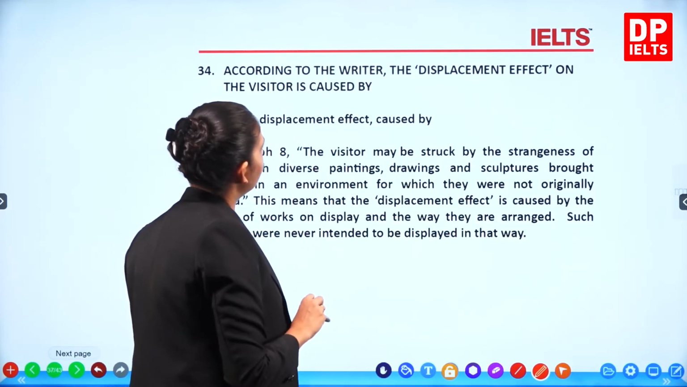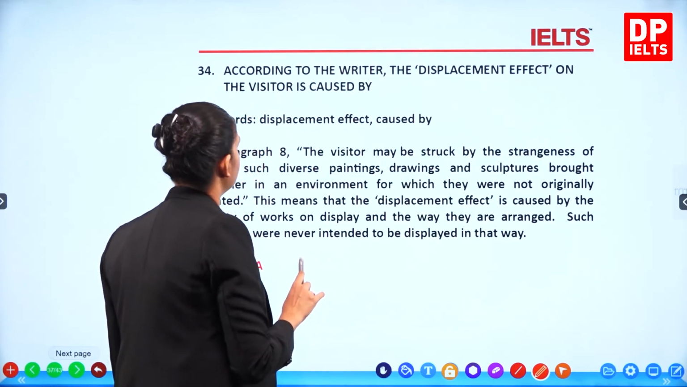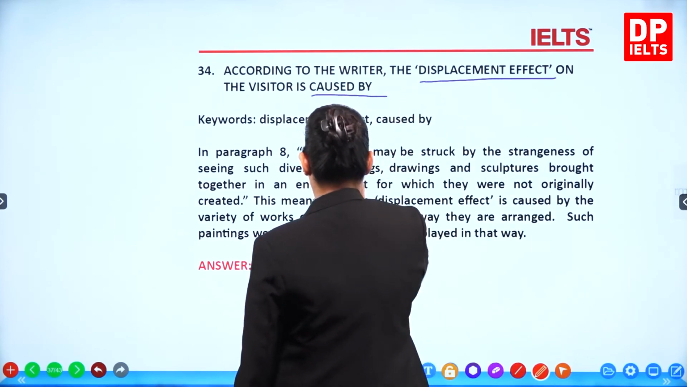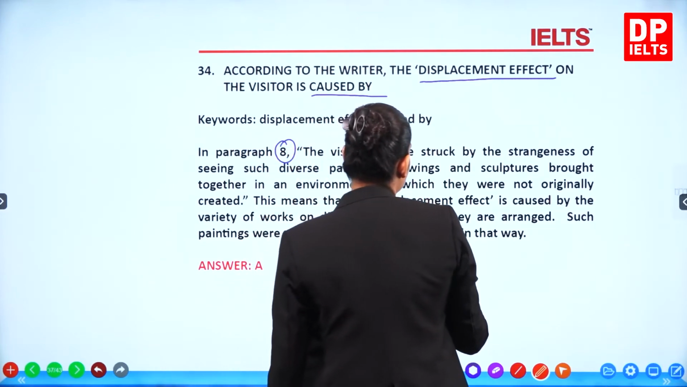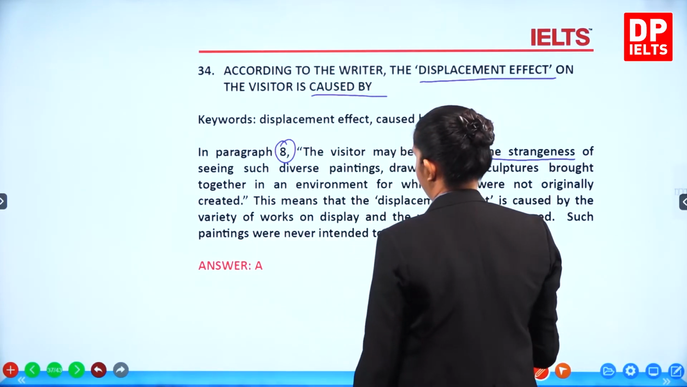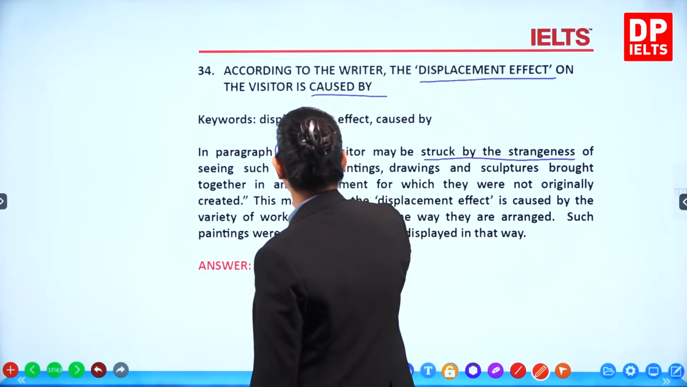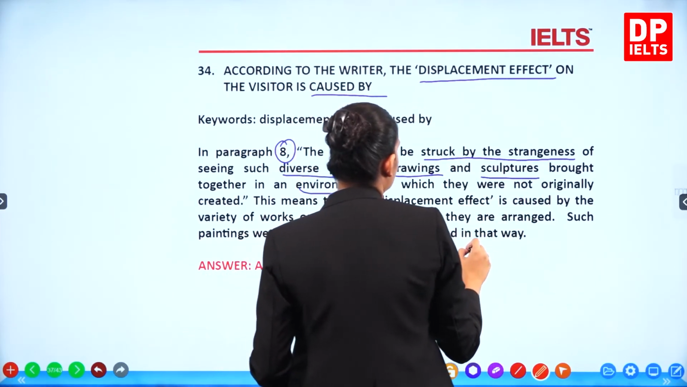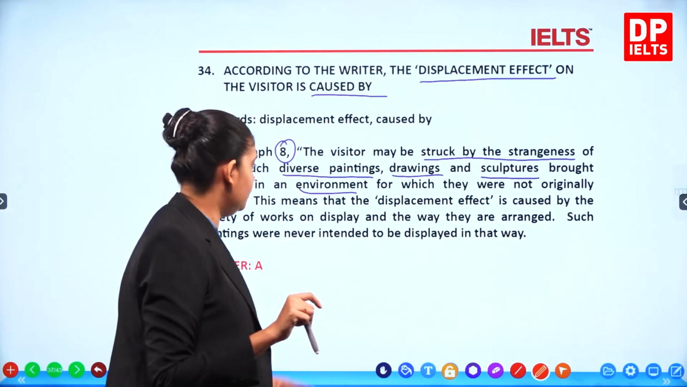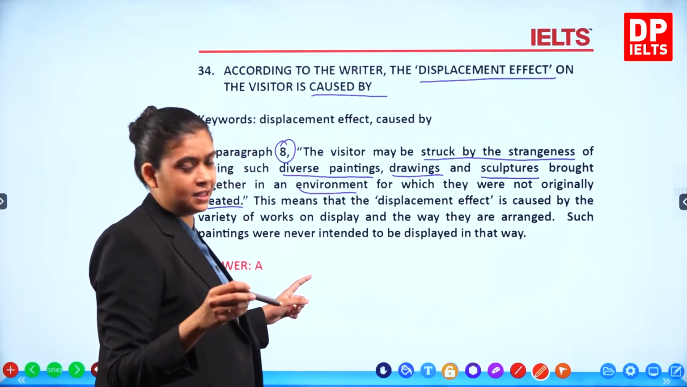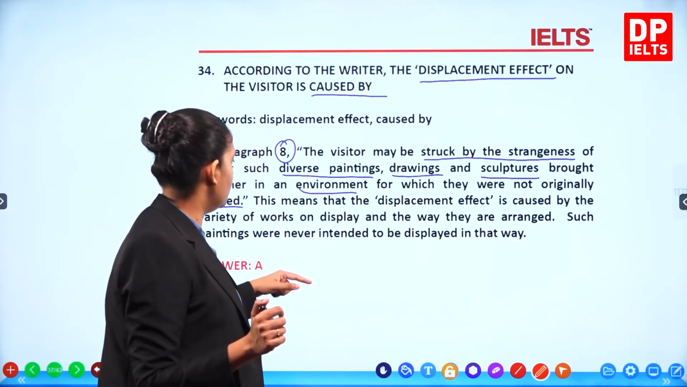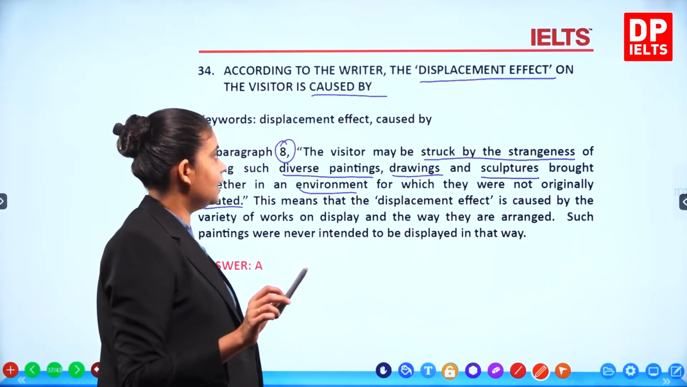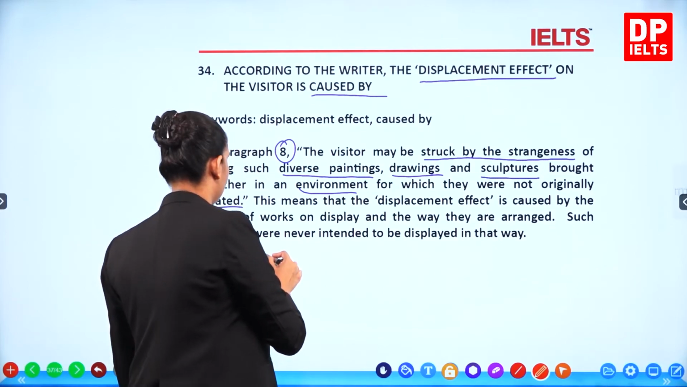34. According to the writer, the displacement effect on the visitor is caused by what? Okay, so displacement effect is caused by what? Go to paragraph 8. The visitor may be struck by the strangeness of seeing such diverse paintings, drawings and sculptures brought together in an environment for which they were not originally created. So what does this mean? This means that the displacement effect is caused by the variety of works on display and the way they are arranged. Such paintings were never intended to be displayed that way, and therefore the answer is A.